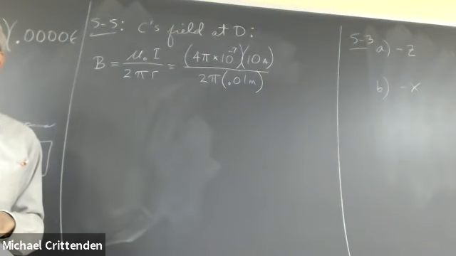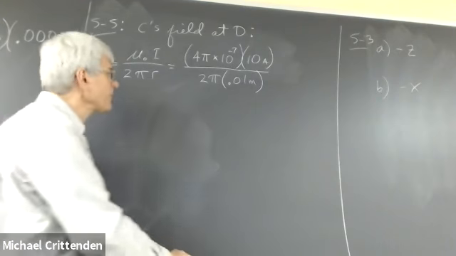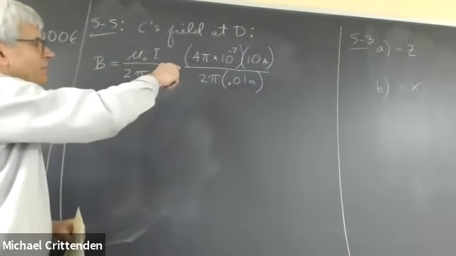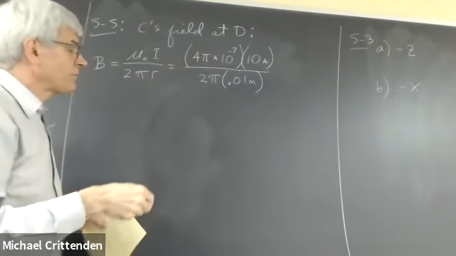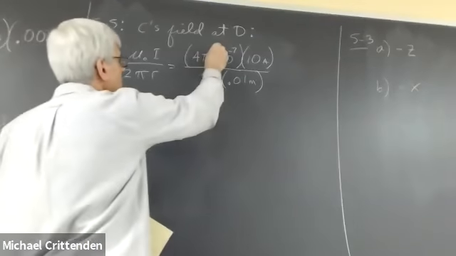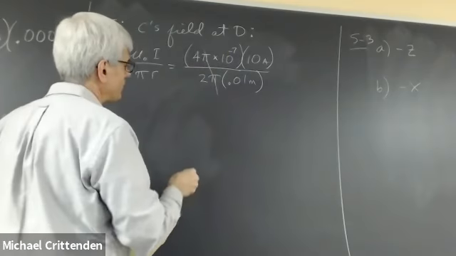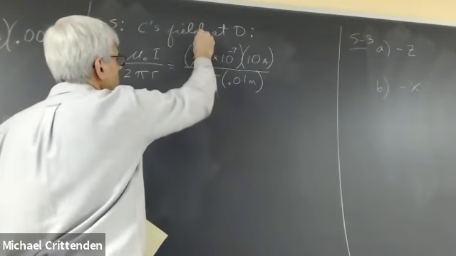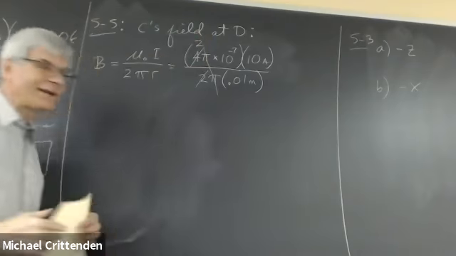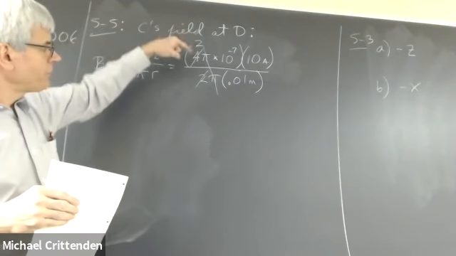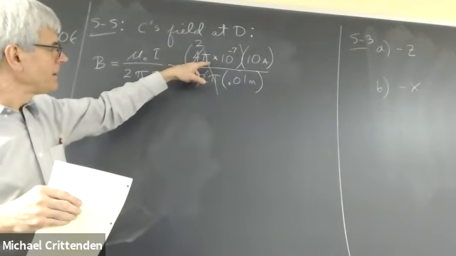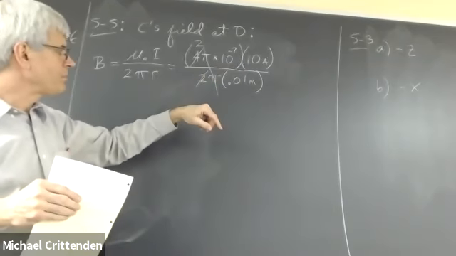This was more important in the old days before we had electronic calculators and you had to do stuff like this by hand. If you punch up 4 pi times 10 to the negative 7 times 10 divided by 2 pi, you'll get the right answer if you don't make any mistakes. But notice that pi over pi cancels out, and 4 divided by 2 is 2. It's kind of obvious and staring you in the face. You might as well simplify it down before. All you really have to punch in is 2 times 10 to the negative 7 times 10 divided by 0.01.